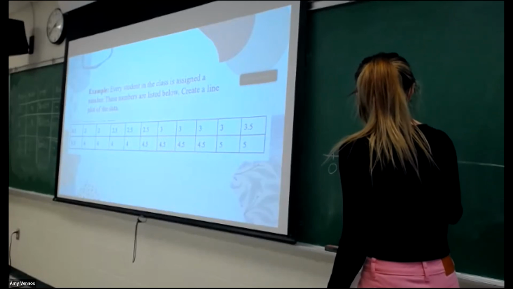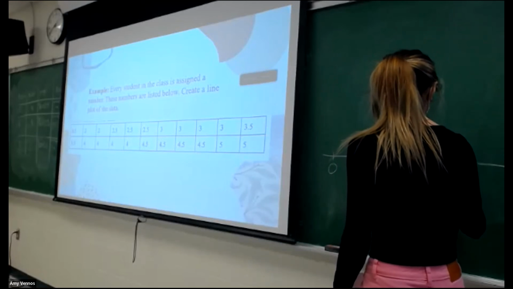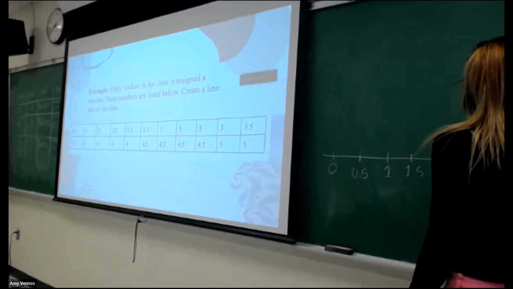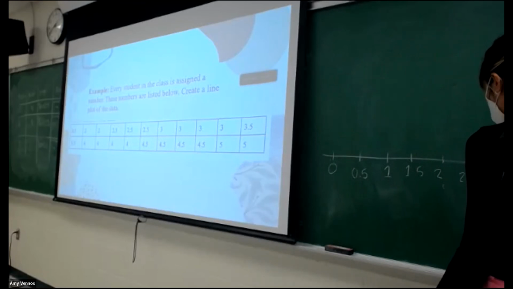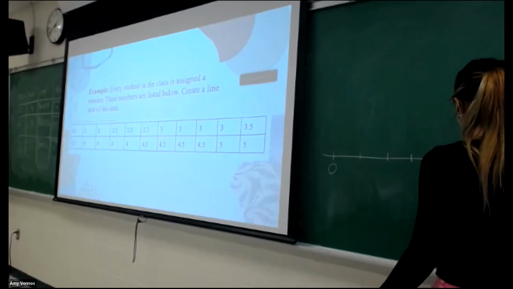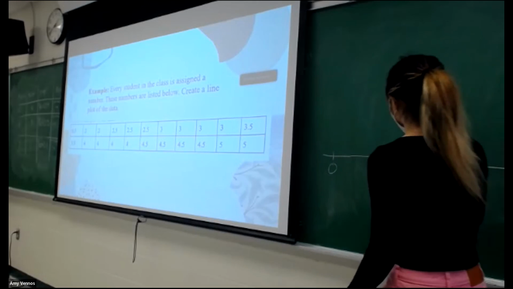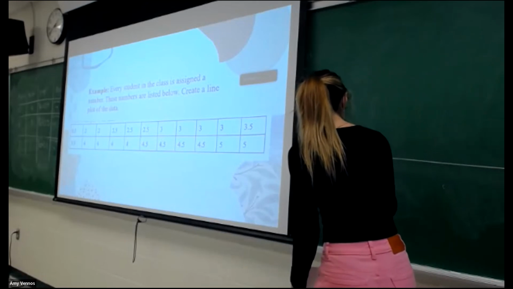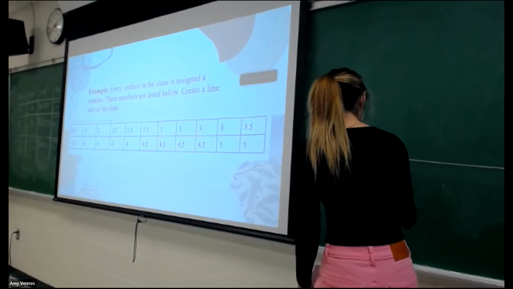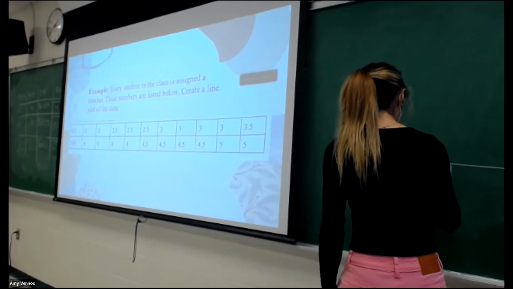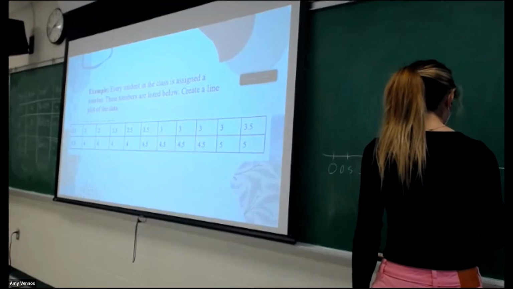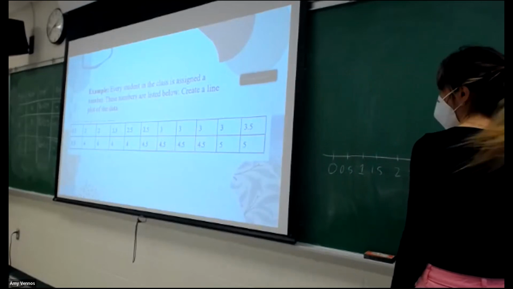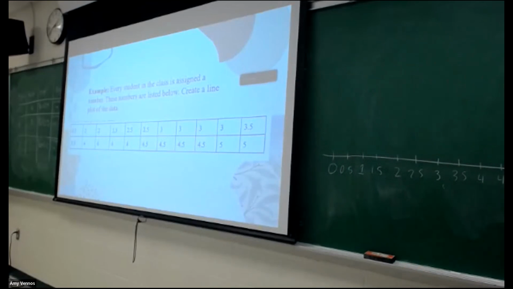We might have to extend this line. 1.5, 3.5. This is what I normally do. I just remake my line if it's too close or too far. 1.5, 2, 2.5, 3, 3.5, 4. Now, if I really wanted to make this look nice, I would try to make each of these lines equally spaced apart. But since I'm doing this on the board, I'm not going to do that.